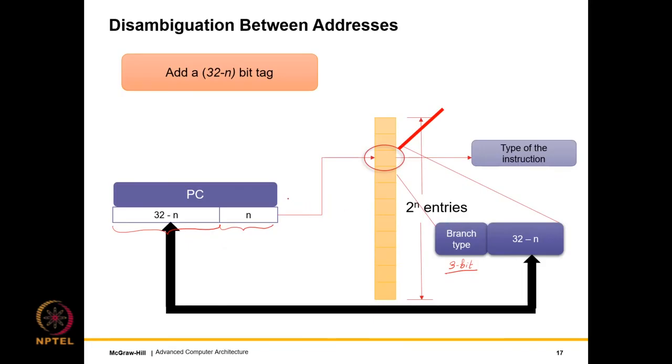So whenever we are trying to predict for a given program counter, we access the entry and check if the remaining bits match or not. These remaining bits are known as a tag. So we check if the 32 minus n bits match or not. If they match, we are sure that this entry is not the entry of some other branch. It is the entry for this branch. So we are sure that the entire PC matches.